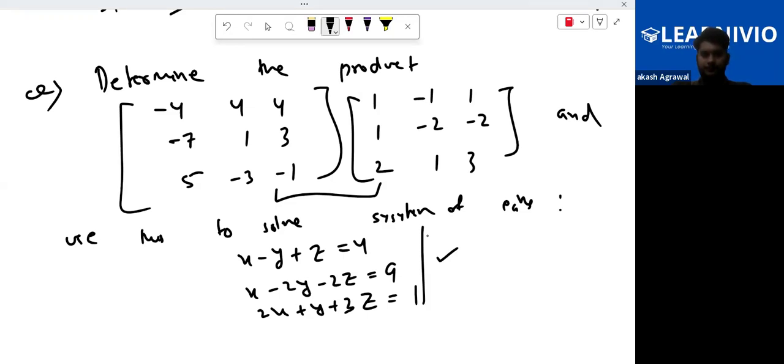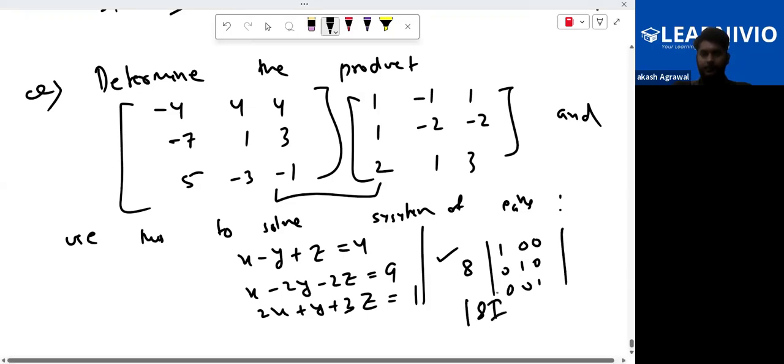Sir, but for the product, I'm getting identity matrix, but without the 1. It's 8 instead of 1. So what you can do is you can take 8 out, right? So it will become identity matrix 1 0 0, 0 1 0, 0 0 1. So it is 8I. Okay. So what is the problem? You got the multiplication.